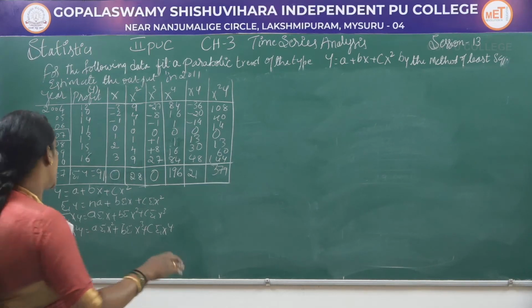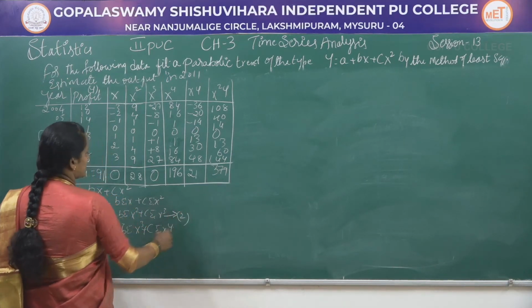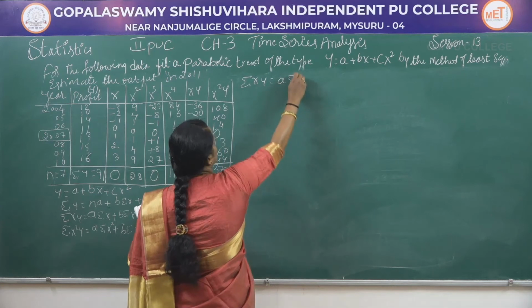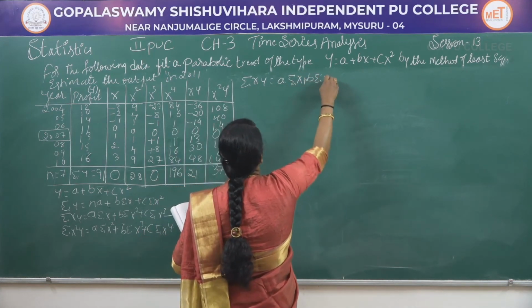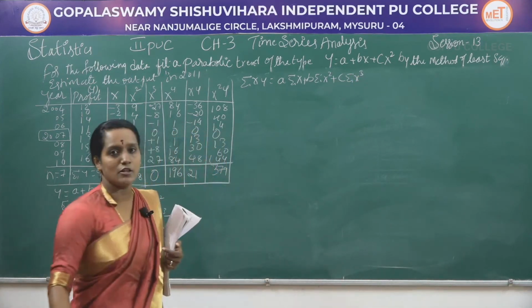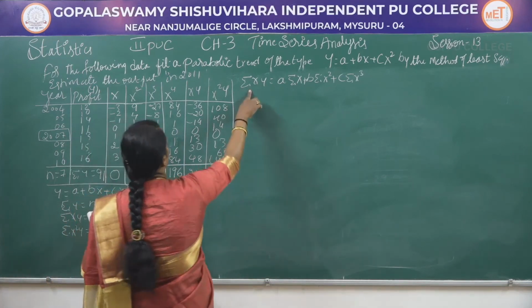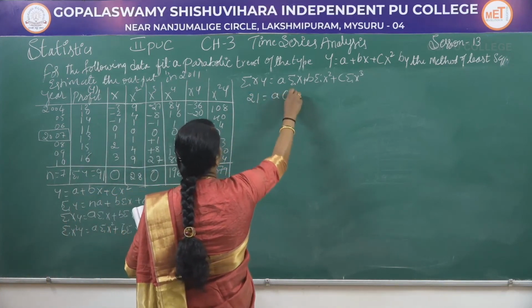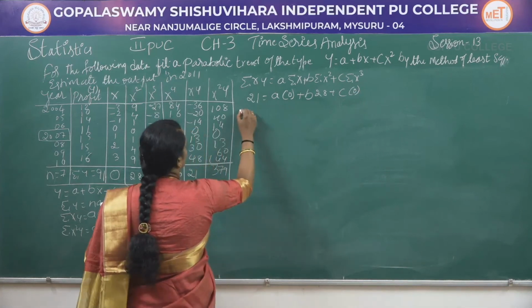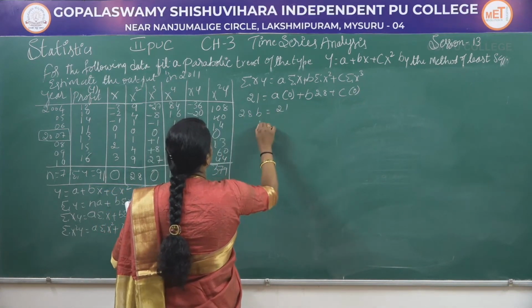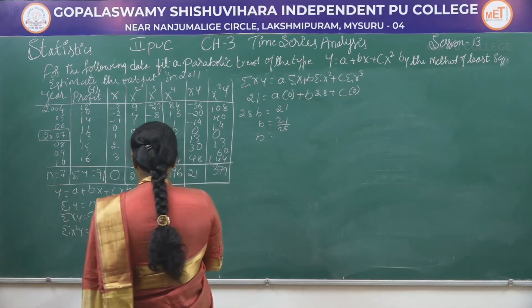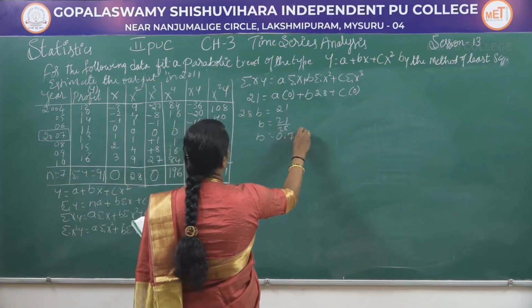The next step is we have to consider the second equation. That is summation of xy is equal to a into summation x plus b into summation x square plus c into summation x cube. So substitute the calculated values in this equation. Summation xy is 21, a into summation x is 0, b into 28 plus c into 0. So 28b is equal to 21, b is equal to 21 by 28. So the calculated b value is 0.75.